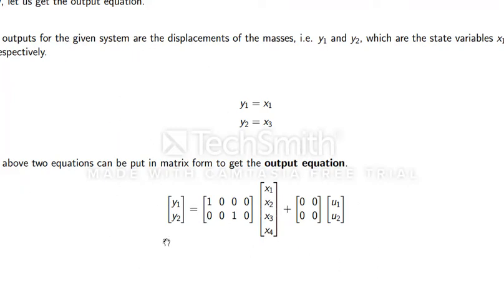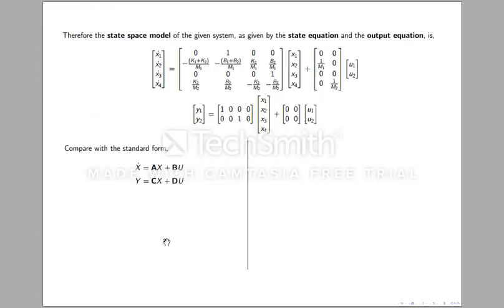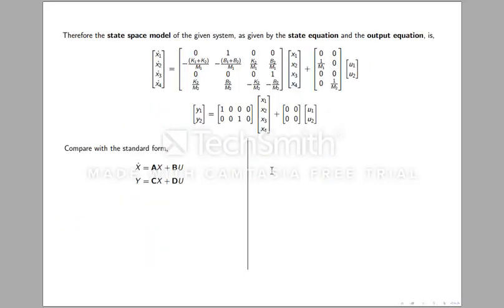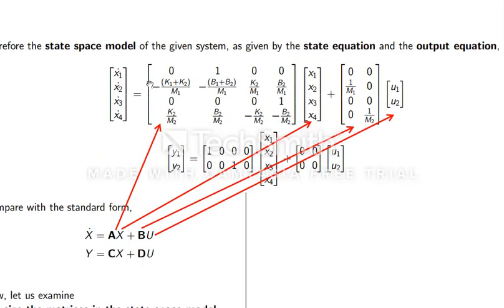Okay, so we got both the state equation and the output equation, and we write them together. So this becomes the state space model of the given system, where the state equation and output equation are written together. Now we will compare the state equation we have obtained with the standard form.